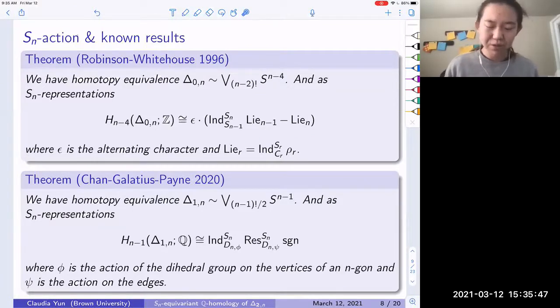And fast forward to 2020, Chan, Galatius, and Payne proved that Delta_{1,n} is actually homotopic to a wedge of spheres as well. And they were able to compute the homology representation afforded by the top degree homology as well. And so at this point, there are probably two natural questions or directions to go. First, is it true that Delta_{g,n} is always going to be a wedge of spheres? And second, what happens in genus 2? Those are the two natural things to ask.